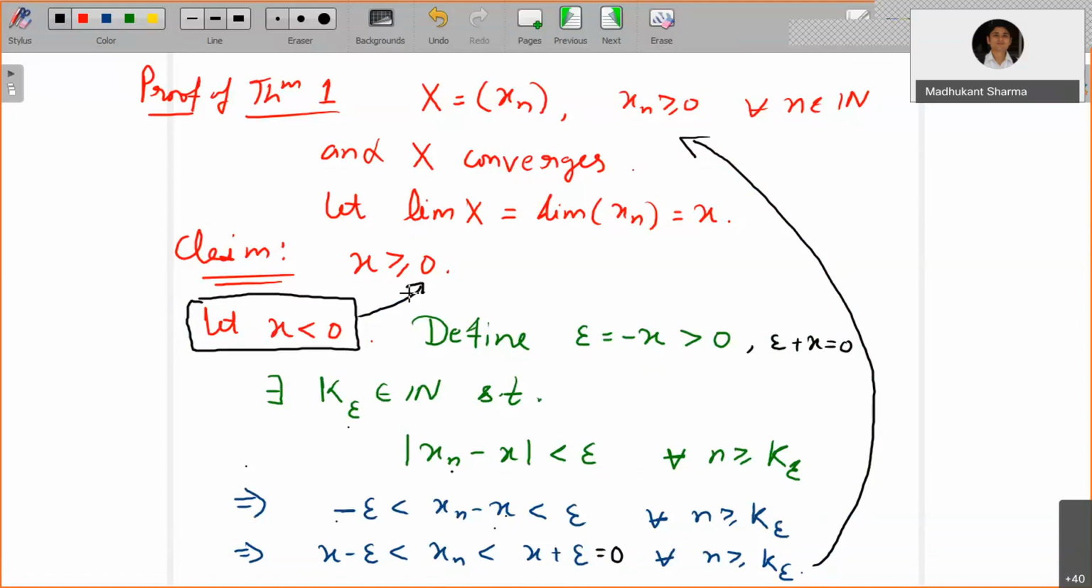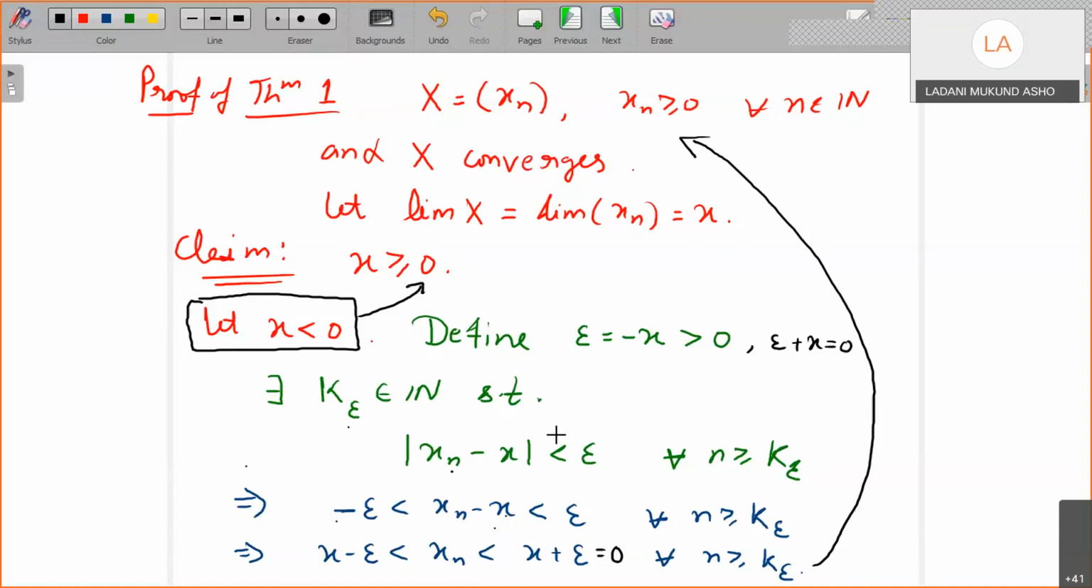Sir, I have a question here. For modulus of xn minus x, we have just assumed that it is less than epsilon naught. Everywhere we are taking less than or equal to epsilon naught. So intentionally we have not put equality here. So we are contradicting, or it would be less than. No, in the definition you have strictly less than epsilon, not less than or equal to.